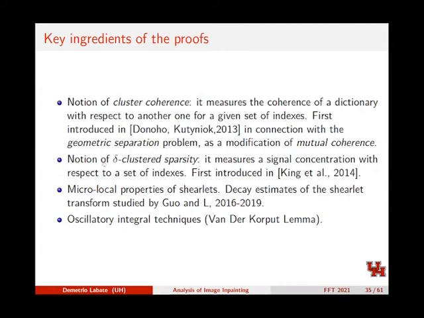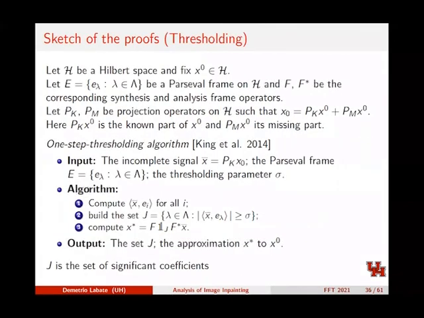Another important idea that is used here is the delta cluster sparsity, which was first introduced in the paper by King and co-authors, that measures signal concentration with respect to indices. Now, in terms of technical techniques, the main novelty in our paper is based on techniques from classical real variable harmonic analysis. Here we use decay estimates that were in part studied in collaboration with Kanghui Guo in a series of papers. When you analyze the properties of the representation system, you end up with oscillatory integrals, so there are applications of classical techniques from the theory of oscillatory integrals. Here I'm going to give you just a brief idea of some of the elements of the proof for the thresholding case.